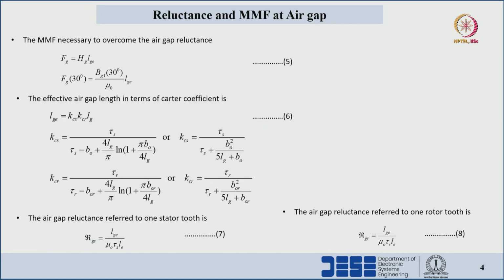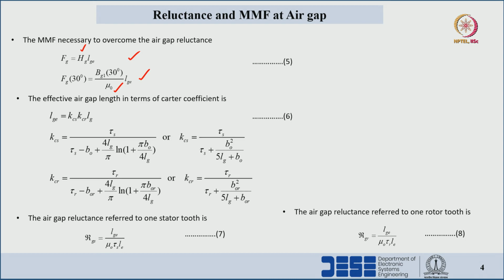slightly. So, the MMF necessary to overcome the air gap reluctance is F equals H into L. From here, the magnetic field intensity H is nothing but B by mu. We have already calculated the maximum flux density at 30 degrees, that is the value of magnetic flux density, and mu naught is the permeability of free space, into L. It will give the MMF drop at the air gap.